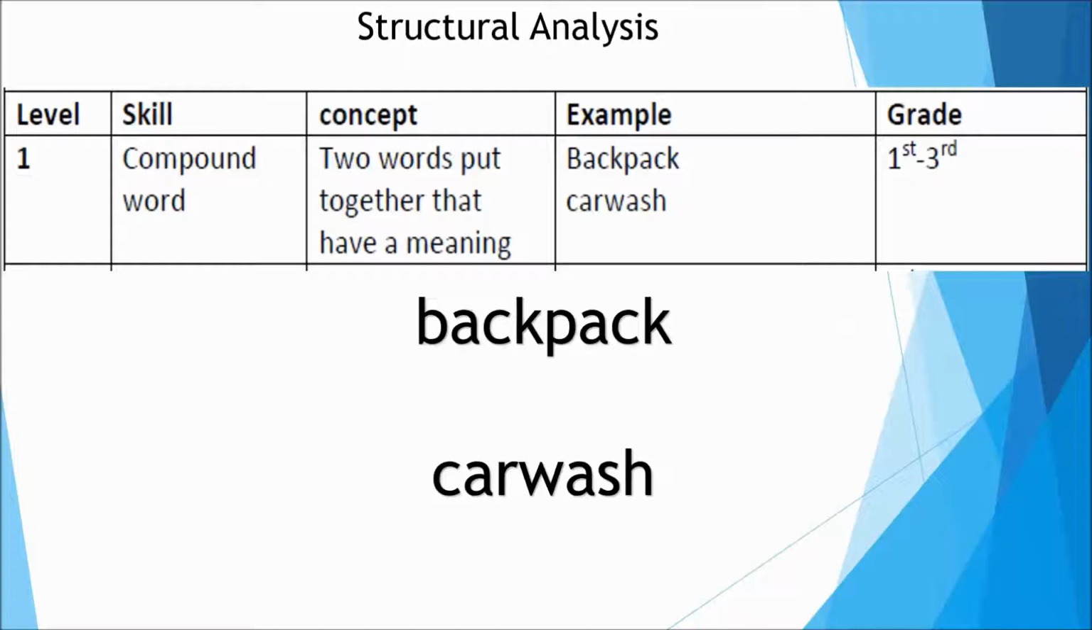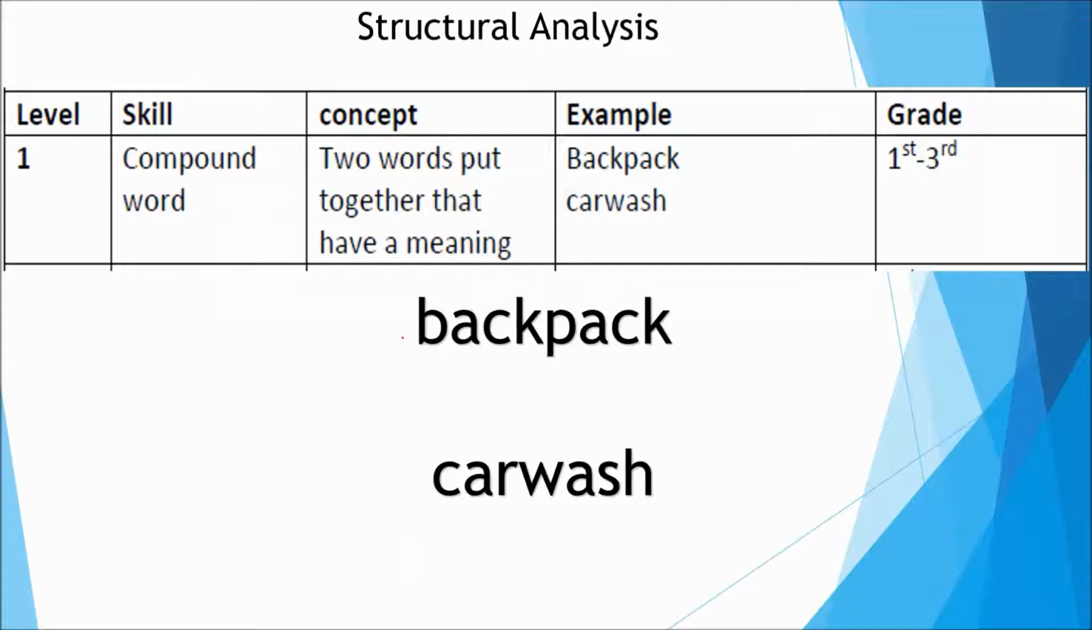So let's go to the first level. The first level, easy, compound words. And this is two words put together that make another word. Compound words can also be made up of more than two words, but essentially at the age or the grade that you're teaching this, between first and third grade, it's made up of two words.